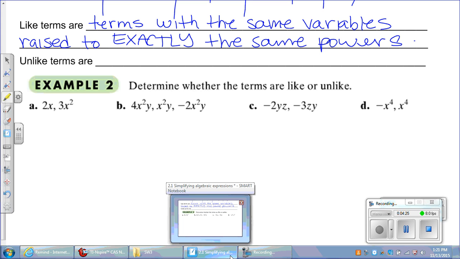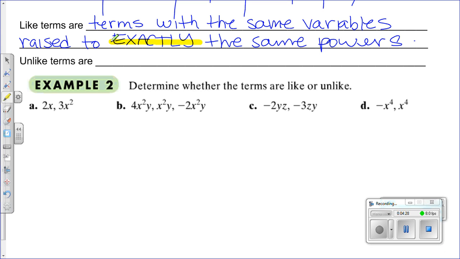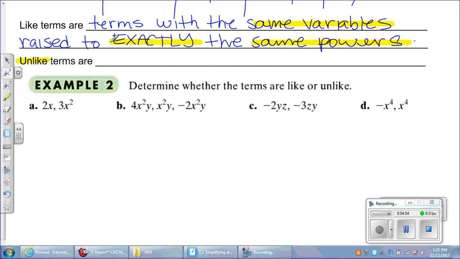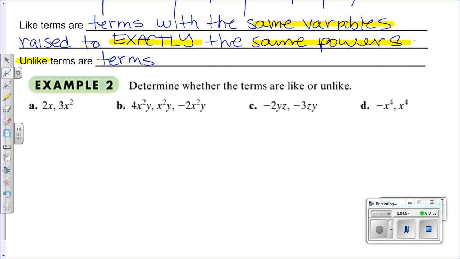So if you have your highlighter available, I want you to highlight the following: exactly same powers and same variables. So we could have x to the 4th power and x to the 6th power, and because they don't have exactly the same power, they are not like terms. And we do have a word for terms that are not like terms. We call them unlike terms. And in fact, that is part of the definition. So unlike terms are terms that are not like terms, just like the negation of like terms.